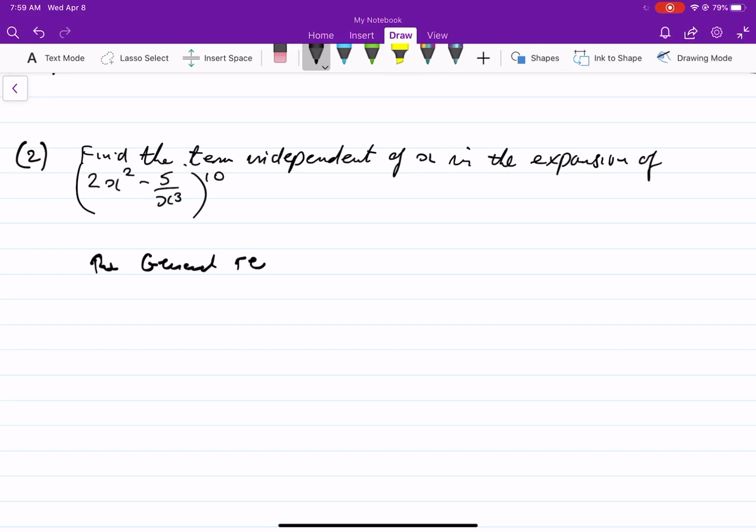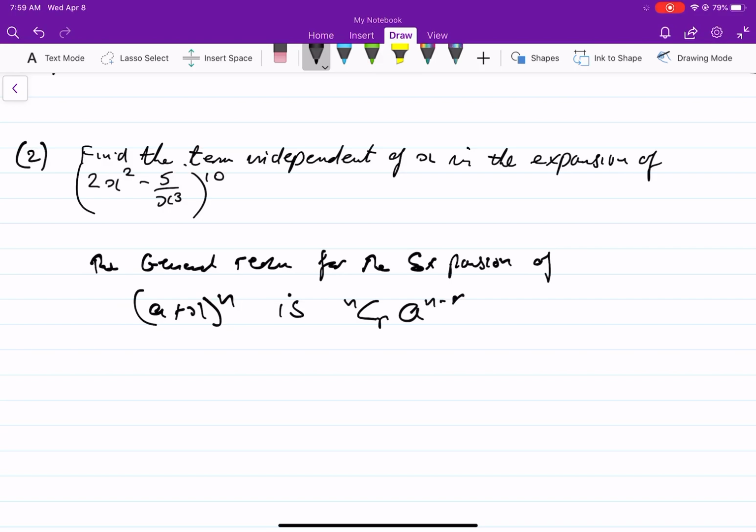The general term for the expansion of (a + x)^n is nCr a^(n-r) x^r.